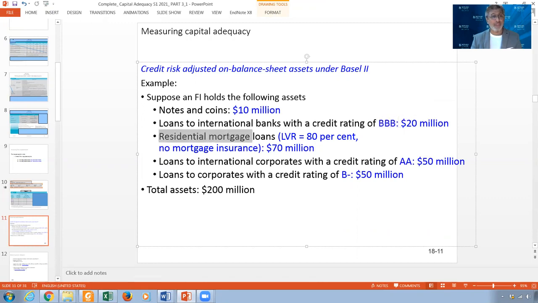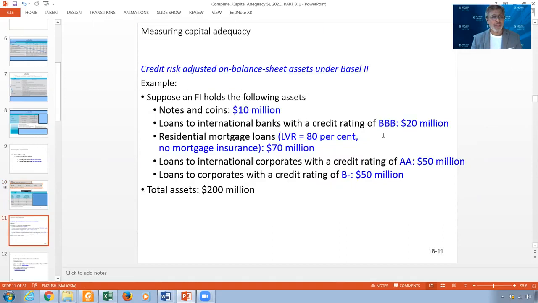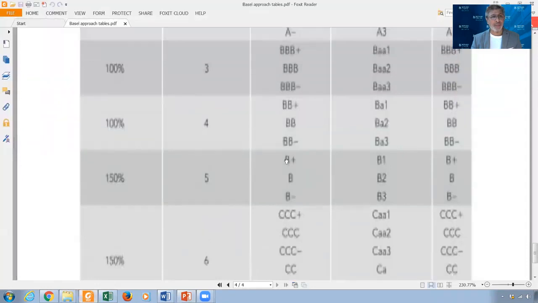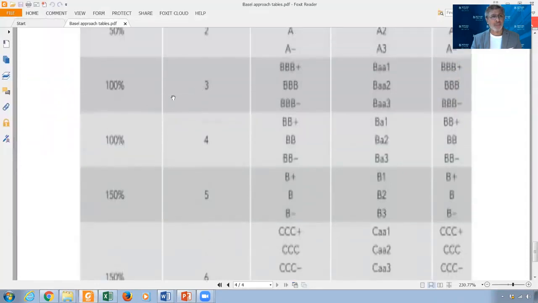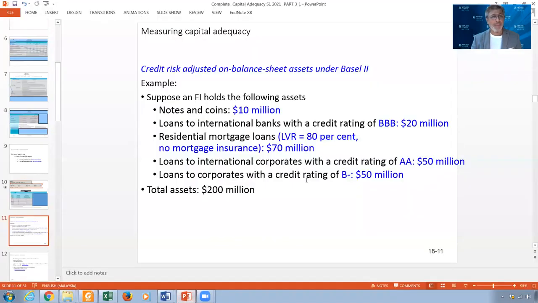Same thing for the residential mortgage loans, LVR 80%, and no mortgage insurance, and the amount is 70 billion. For sure you are talking about this area, the 35%, 80% mortgage, 35%. If you are going to talk about this triple B, you will go to table 5, as I told you, and table 5 triple B, where is it? It's this one, which is 100%. You can see.